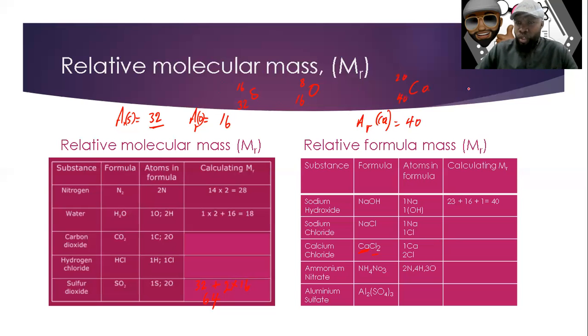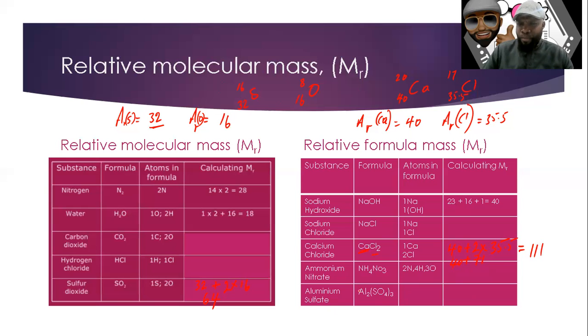You've got chlorine there as well. When you look at your periodic table for chlorine, you'll see 17 and 35.5. So the AR value for chlorine would be 35.5. Okay, so how many calcium do I have? I've got one calcium, so that would be 40 plus 2 chlorines, so 2 times 35.5. 2 times 35.5 would be 71. So 40 plus 71 should be 111. 111 is my relative formula mass for calcium chloride.